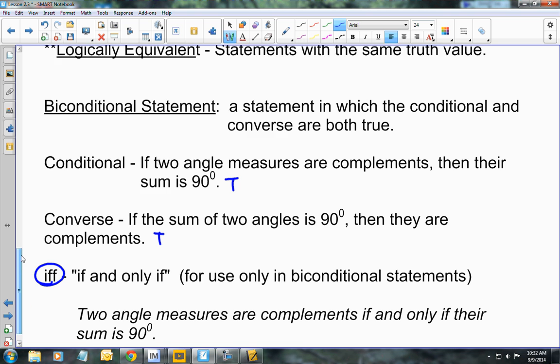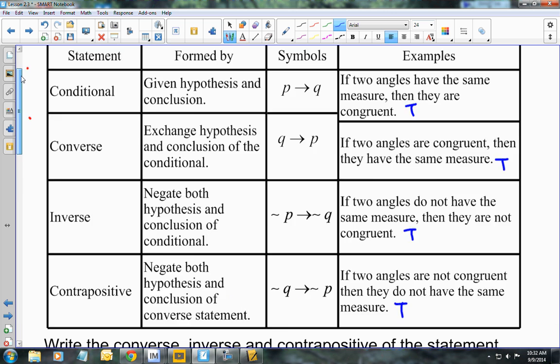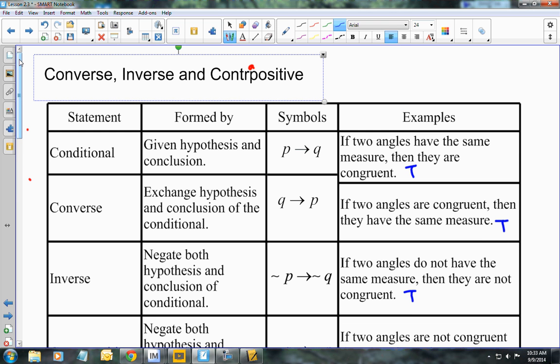Alright? So since this one up here was a biconditional statement, I could have written it as two angles have the same measure if and only if they are congruent. So I could have done it like that, and that would have told me it was a biconditional statement. And then the conditional and its converse are both true. So you can read it one way and you can read it backwards the other way, and they're both going to be true.